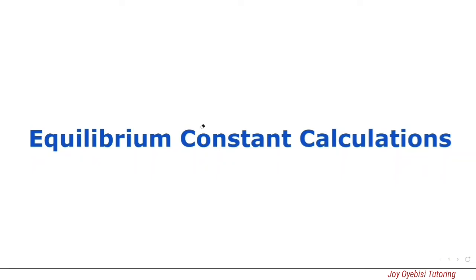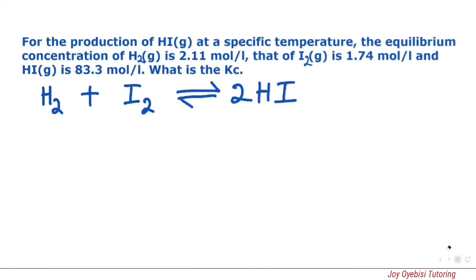In this video, I'm going to be talking about equilibrium constant calculations. The first example I have here says, for the production of HI gas at a specific temperature, the equilibrium concentration of hydrogen is 2.11 mole per liter, and that of iodine gas is 1.74 mole per liter, and that of hydrogen iodide is 83.3 mole per liter. Now, the question is, what is the Kc?